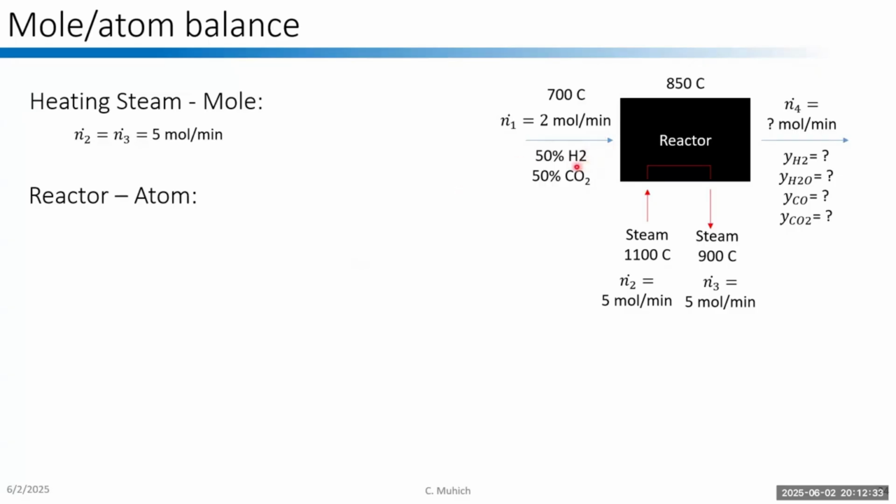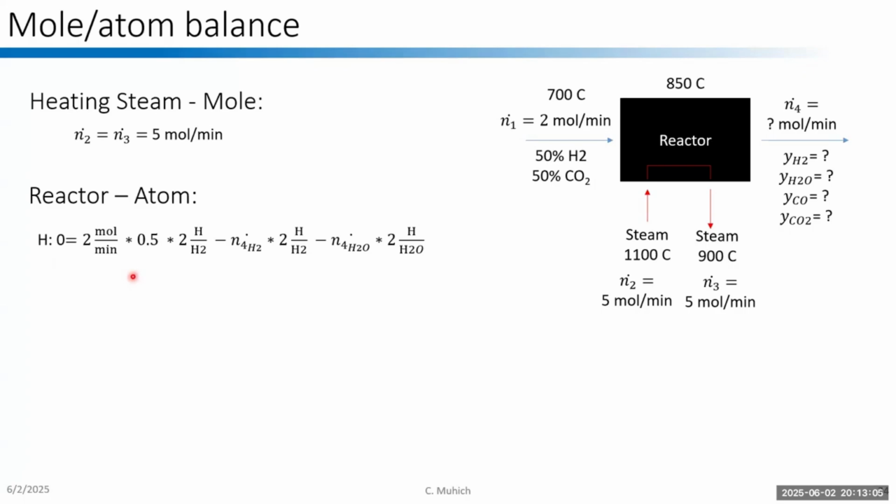Here I've just labeled H2 on the top of my list, so let's start with our atom balance for H2. How many moles of hydrogen atoms are generated or destroyed? 0. How many are going to accumulate in our reactor? 0. Therefore, we should have 0 equals the moles of hydrogen atoms in minus the moles of hydrogen atoms out.